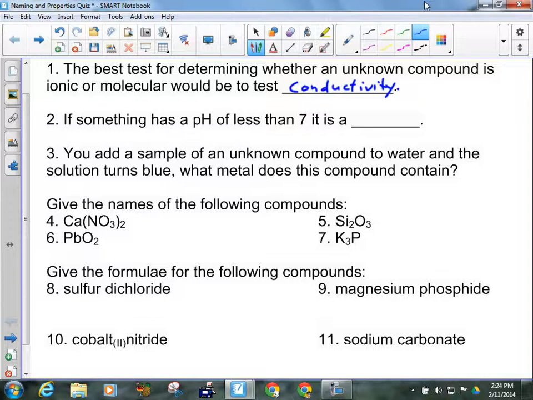Okay? Number 2, if something has a pH of less than 7, what is it? An acid. Okay, you have a sample of an unknown compound and you add it to water and the solution turns blue. What metal does it contain? Copper.